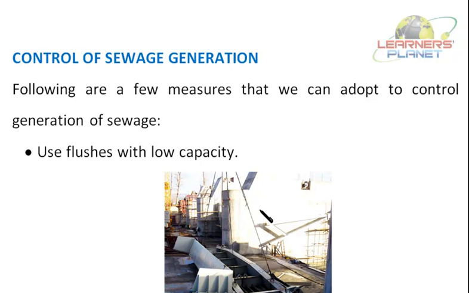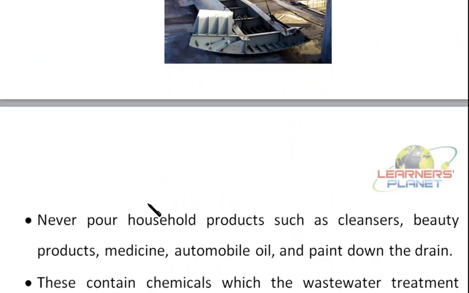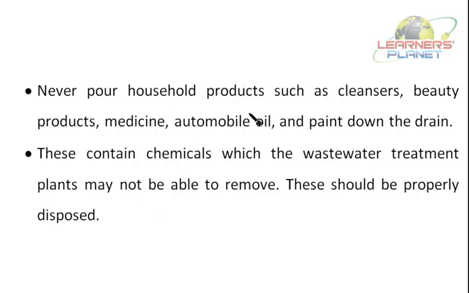So every person has to think about how we can control the generation of sewage. First, we saw that we should use flushes with low capacity. Then never pour household products such as cleansers, beauty products, medicine, automobile oil and paint down the drain, otherwise it will clog the drain, and you will then have to add many solutions to anti-clog it. These products contain chemicals which the wastewater treatment plants may not be able to remove. So this should be properly disposed.